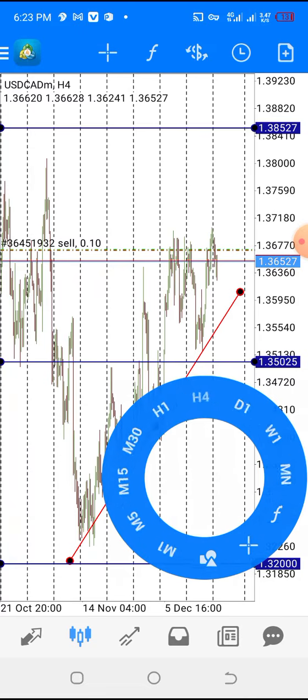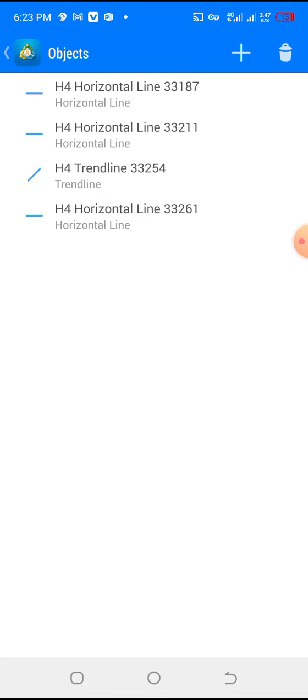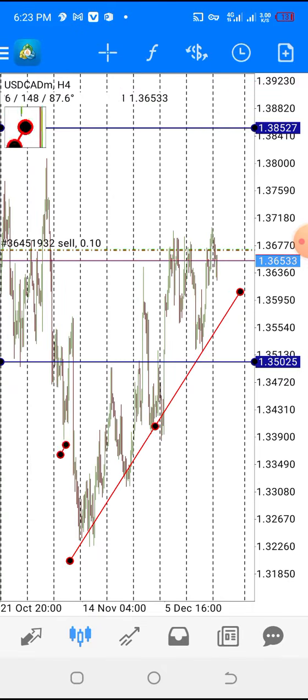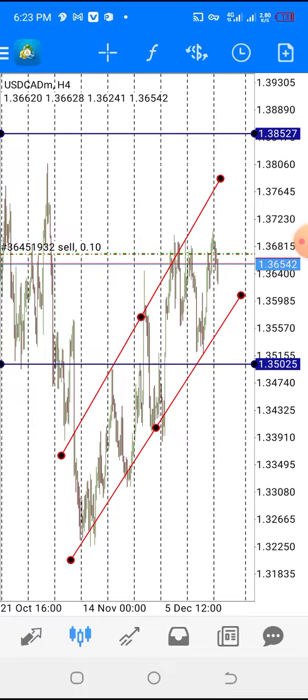Sorry, I made a mistake on that one. I think I'm gonna first delete this. I hope you've seen the way I'm drawing, guys. I draw it again here. You make sure you include some few touches. Okay, you don't need to be so accurate there.